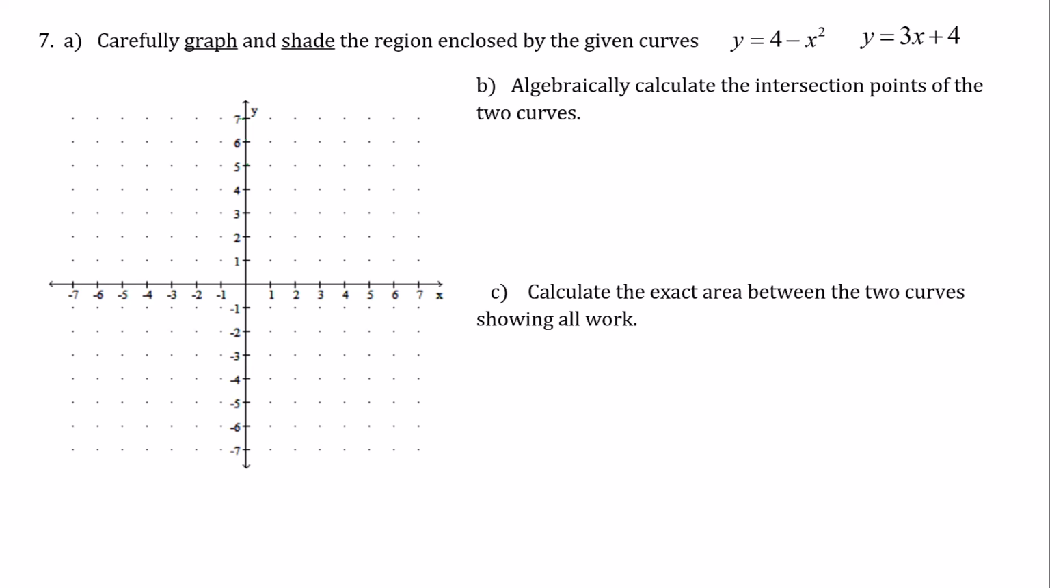Here we want to carefully graph and shade the region enclosed by these curves. So we look at these curves. This first curve is a parabola. We have a negative x squared, so it opens down, but the 4 makes it move up 4. So we go up 4.